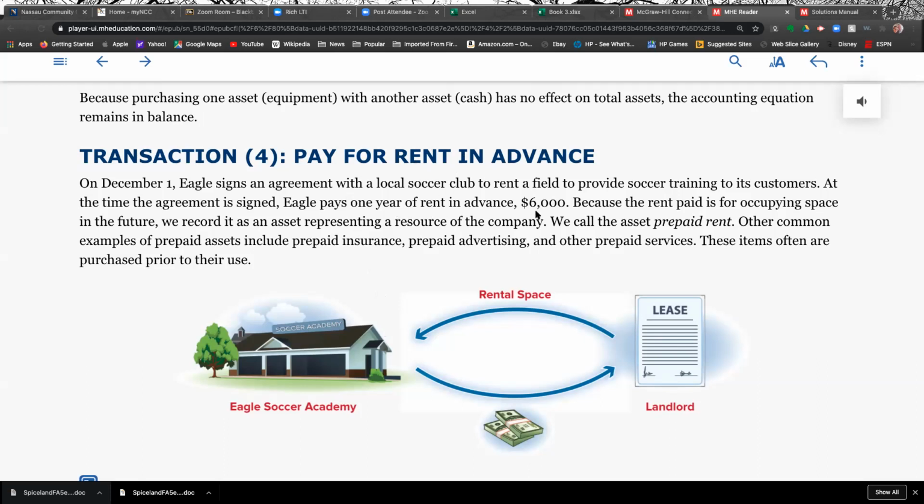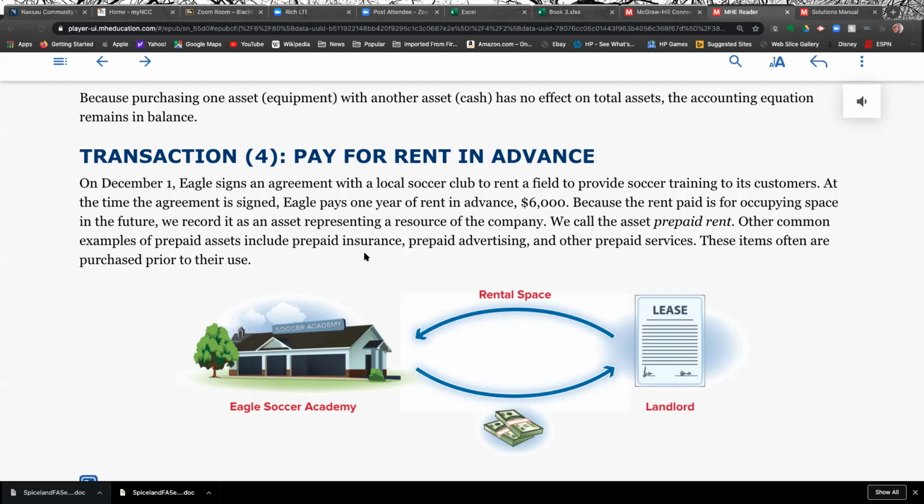So they pay 1 year rent in advance, $6,000. We give that a funny name. We call it prepaid rent, and prepaid rent is an asset. And then other examples of prepaids would be something like insurance or advertising. Very often, certain things we have to pay in advance. And if it's something that you normally think is an expense, but you pay it in advance, it's not an expense, it's an asset. It will eventually become an expense. By the time we get to chapter 3, you'll see that eventually that asset turns into an expense.